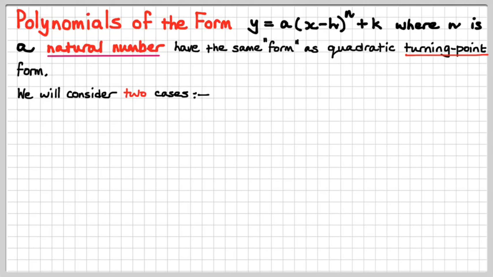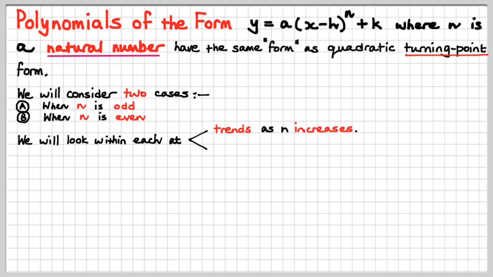So let's look at the two cases, when n is odd and when it's even. We'll look at trends as n increases, and we'll also look at some transformations for each. So, have you got a nice cup of tea? I've got a nice cup of tea here, and we'll fasten our seatbelts. You can pause the video and get a cup of tea if you like, and off we'll go, okay?